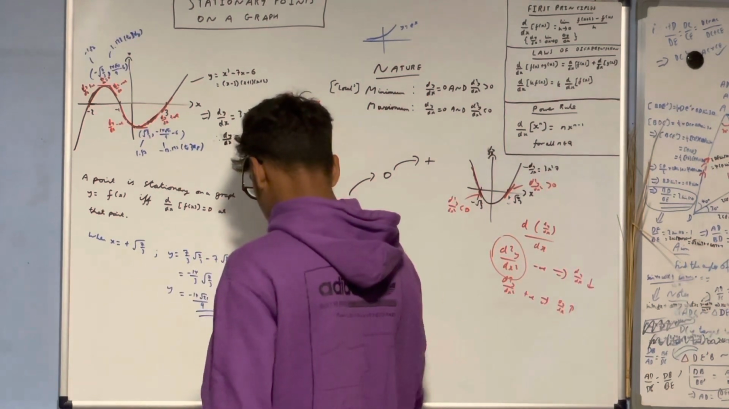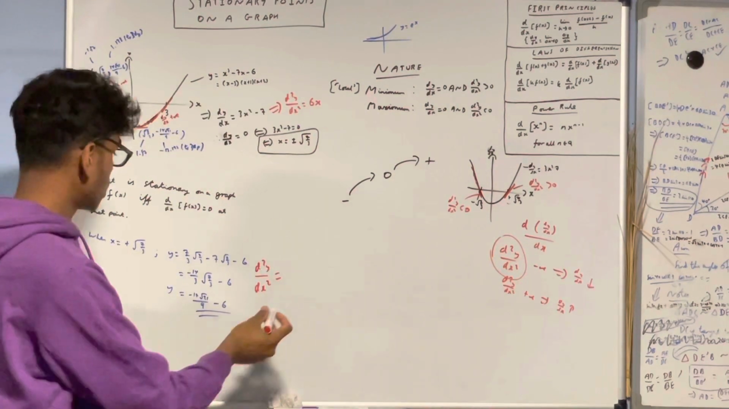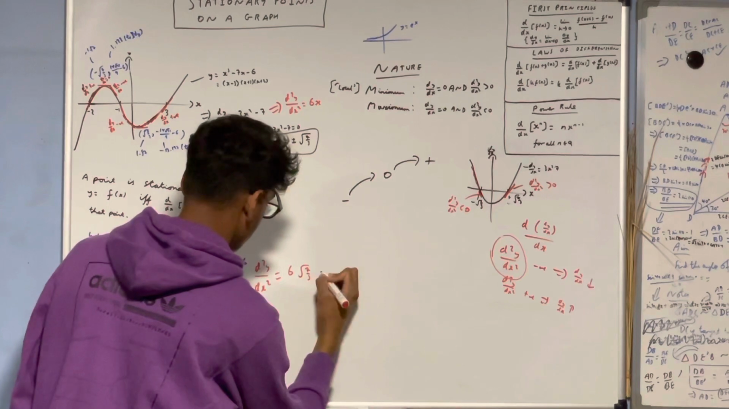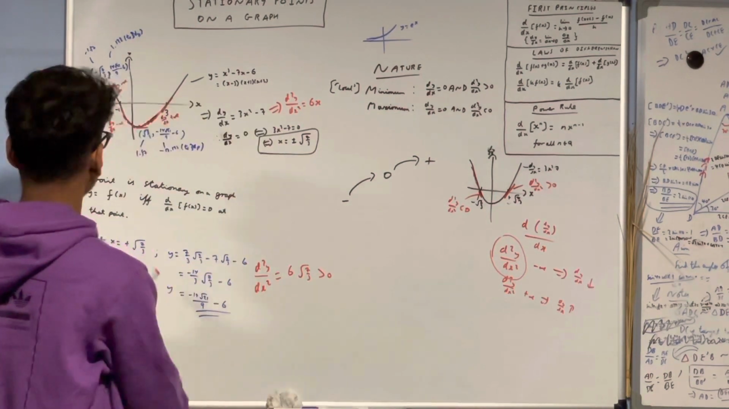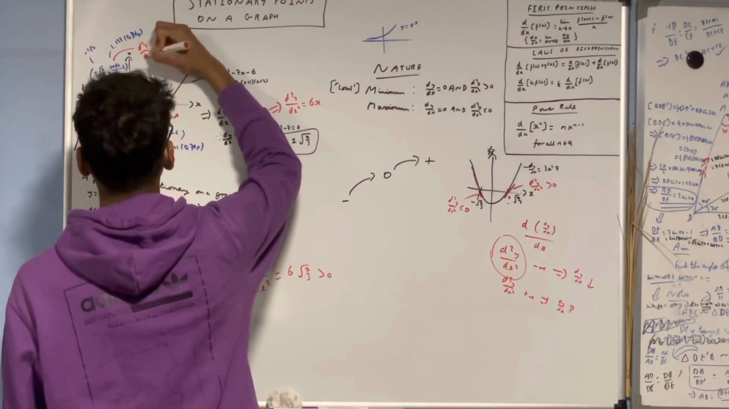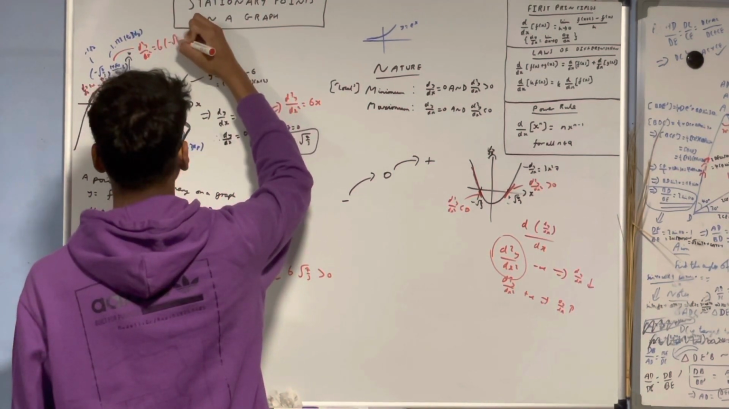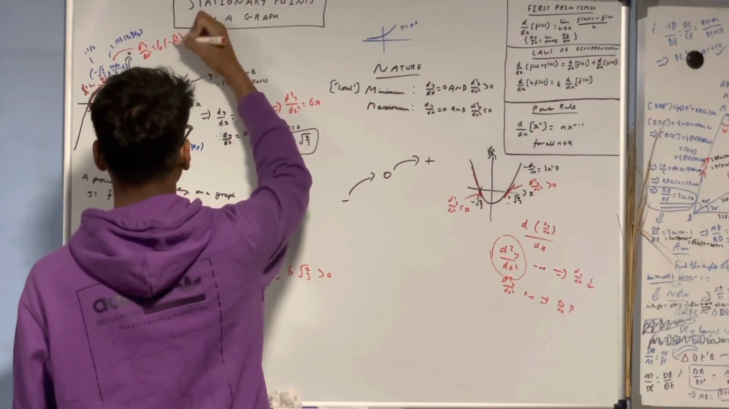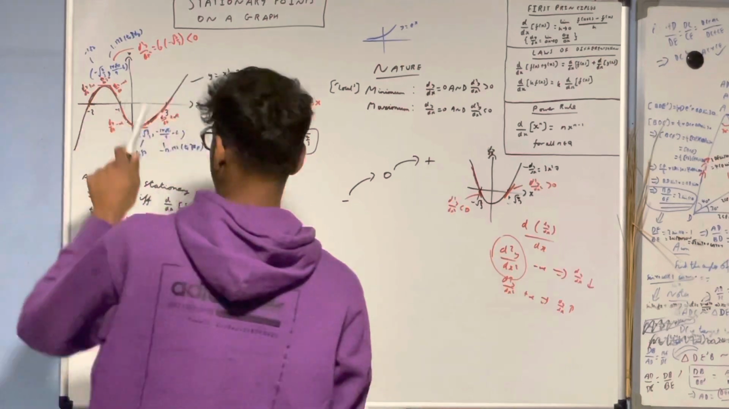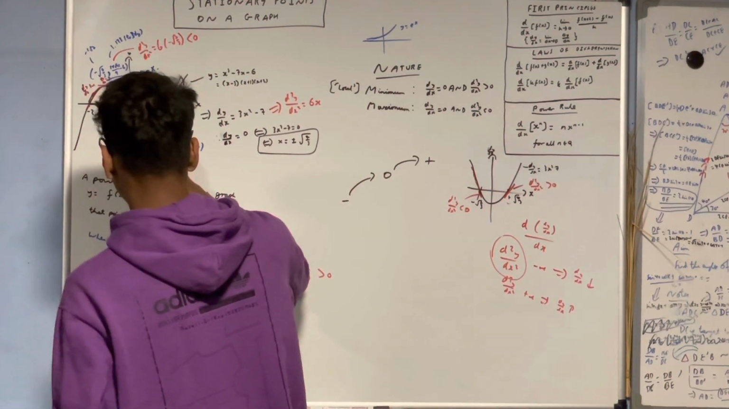d squared y by dx squared is equal to 6 times the square root of 7 over 3, which is positive. But at this point, d squared y by dx squared is equal to 6 times minus the square root of 7 over 3, which is less than 0. This point here is a maximum, and this point is a minimum.